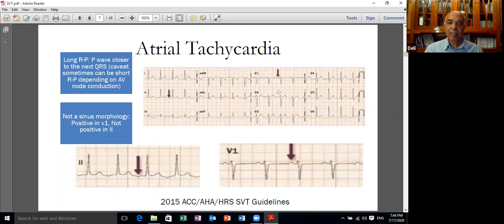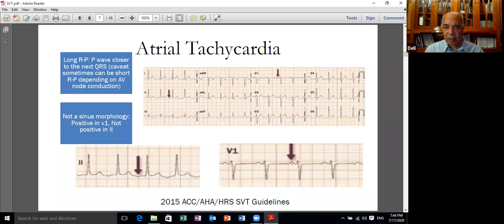So as you see, atrial tachycardia should be recognized because otherwise you might diagnose it as a sinus tachycardia. It's an incessant tachycardia. Usually it is not very rapid, and as a result, many patients do not complain of anything and they present with cardiomyopathy. And it's usually a long RP tachycardia. As you see here, RP is long.